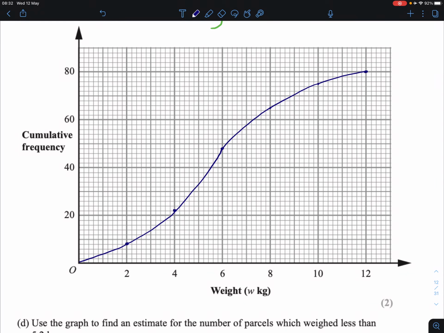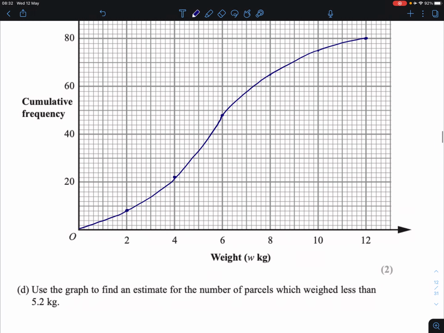Alright, part D. Use the graph to find an estimate for the number of parcels that weighed less than 5.2. So on our graph, 5.2 kilograms would be here. Using the graph, you have to show your workings here with this. We go from 5.2 up to wherever our graph is, and to be honest, you'll have a variety of answers here depending on whether or not you've done a straight line or even how you've done your curve. You're looking for an approximate answer here. There's not one answer only.